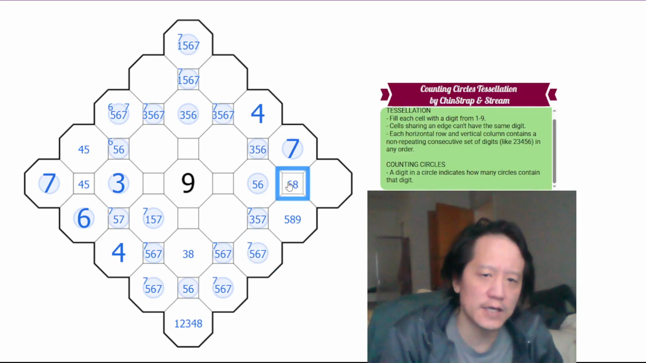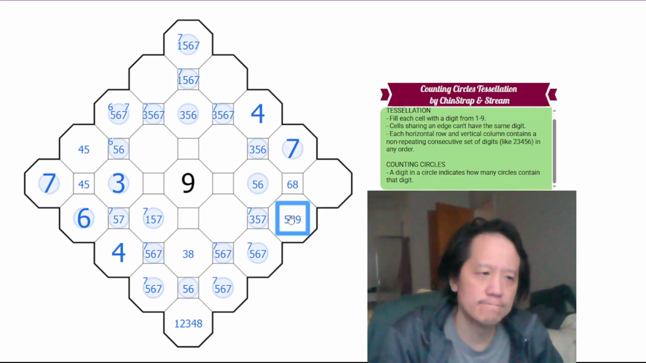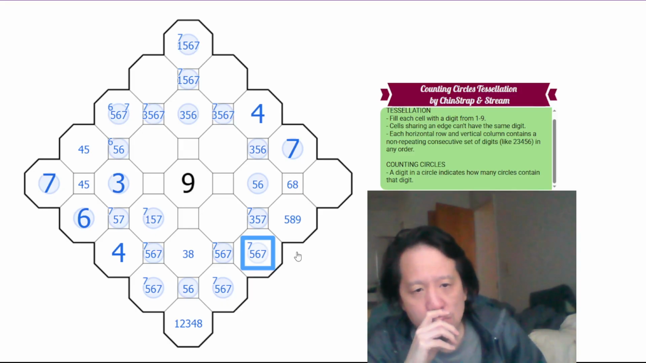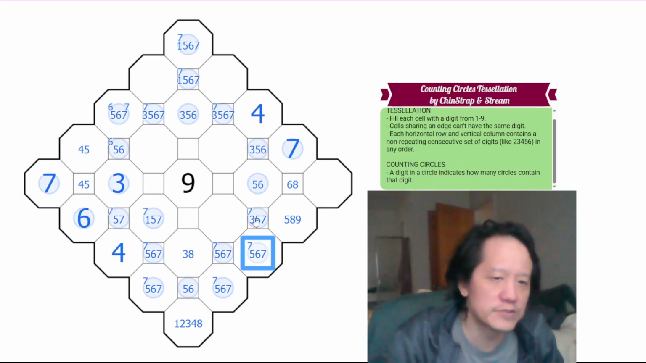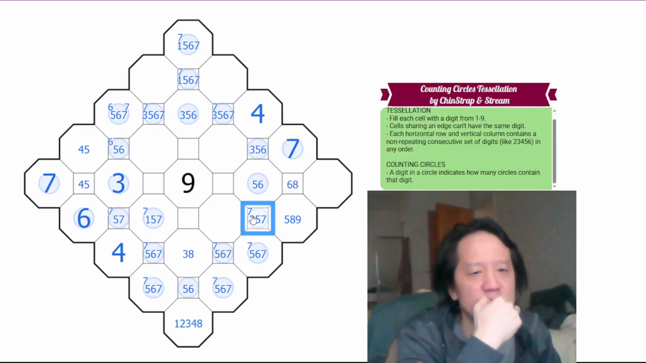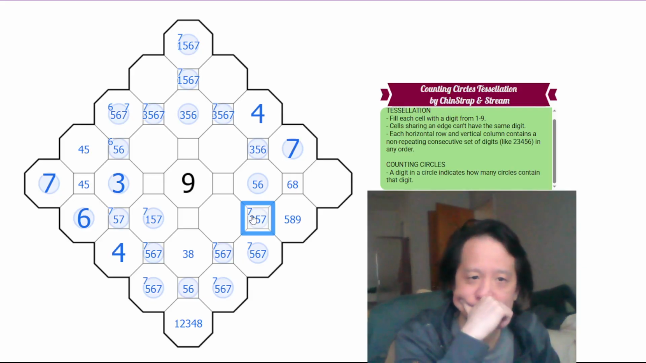So if this is 8, 7, 9, this has to be 3. So then we have 5, 6, 5, 6, and that would be 7. I mean, this could be 1 and 3 here, though. That is part of the problem.